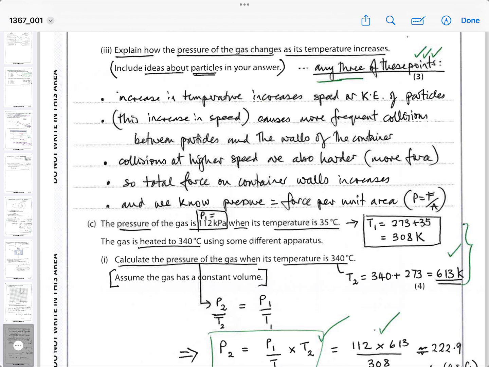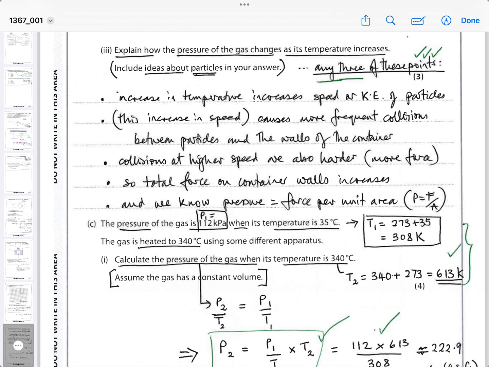It then says explain how the pressure of the gas changes as its temperature increases, and you have to include ideas about particles in your answer. Okay? They don't want a mathematical answer, they want the conceptual understanding of the particle theory of pressure and temperature. So any of these points, 3 of them, will get you the 3 marks. So an increase in temperature increases speed or kinetic energy of particles, 1 mark.